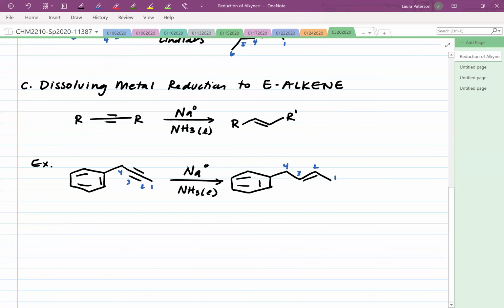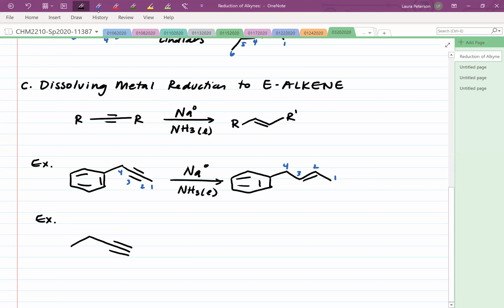Okay, one last thing I want to mention is, how would you know if you're using sodium and ammonia in dissolving metal reduction, or if you wanted to use H2 and Lindlar? So that will depend on if you want the E or the Z alkene. But there is one case in which it doesn't matter which reduction you choose, in that dissolving metal reduction and H2 and Lindlar give us the same products. And that's if you were to have a terminal alkyne. So I just want to show one example of that to highlight that issue.